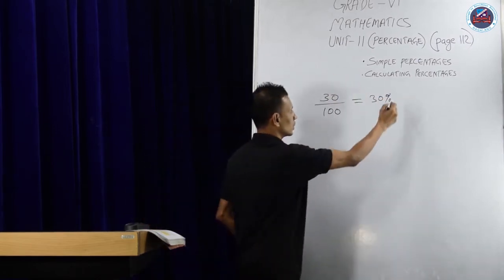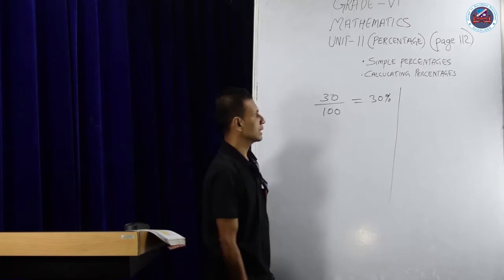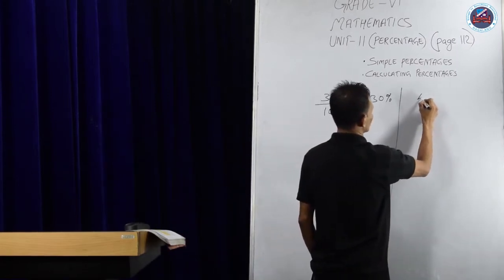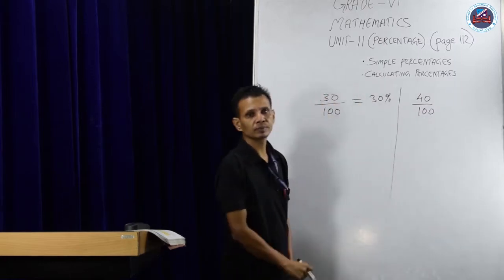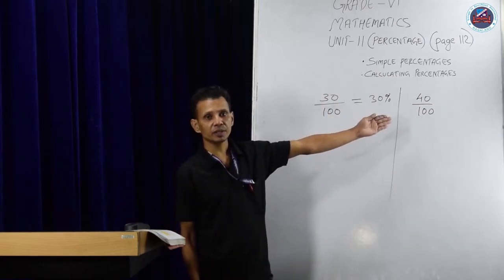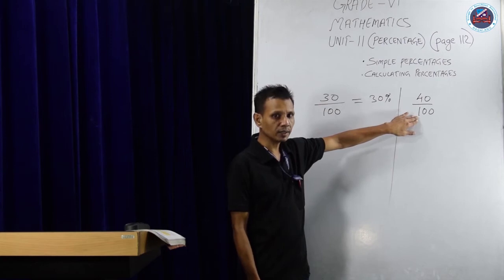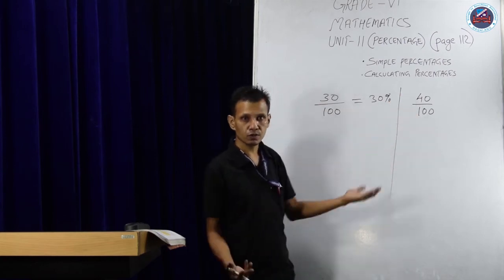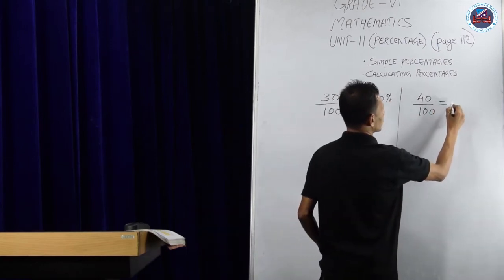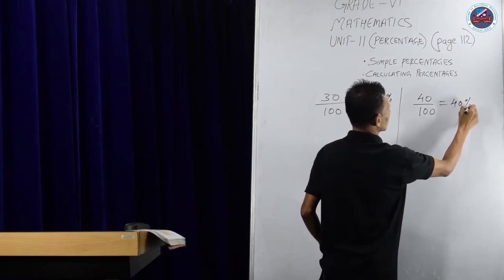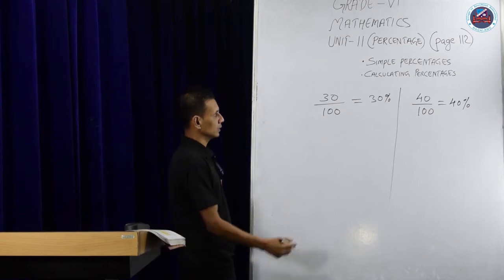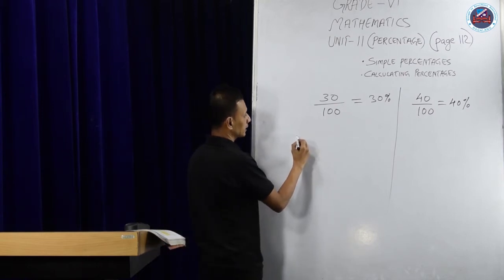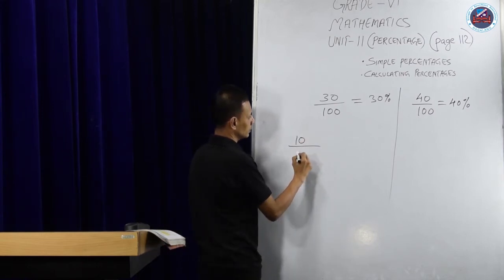Clear? One more example we'll take. Just say like 40 out of 100. What is the percentage here? Since it's out of 100, it's 40%. The answer is 40%. Is that okay? Now, sometimes you might get it like this also.